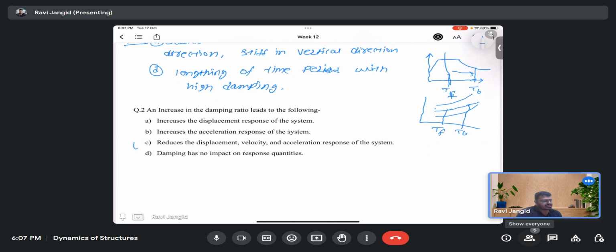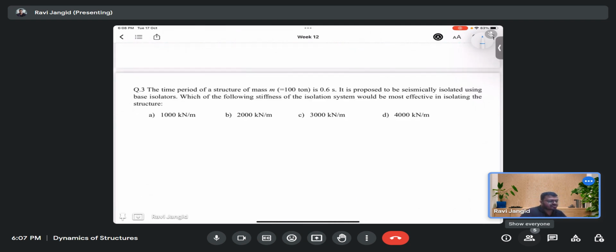With an increase in the damping, when the damping is increasing, my displacement or the spectral displacement, spectral acceleration, all will decrease. Okay. So increase in displacement response is wrong because damping does not increase the displacement. The other is also wrong, and the damping has no impact on the response is not possible. Okay. So that was the one question.